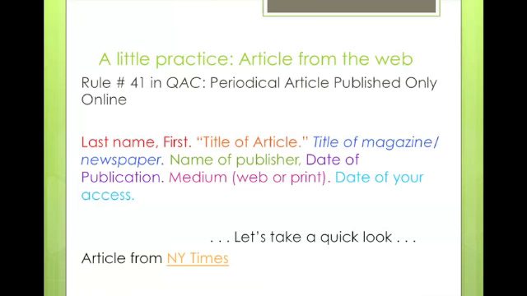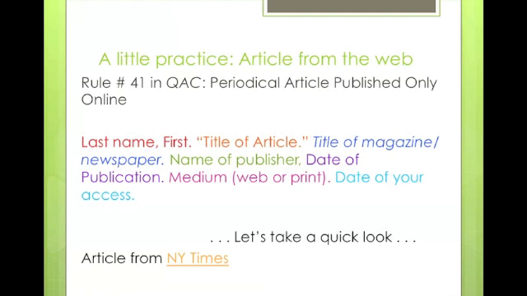Now I want to do a little practice, give you a few examples that are relevant to the types of sources you've probably used in your own academic essay. Now this rule, number 41, comes from Quick Access Compact. And this is a citation, a rule for any kind of article you've used from an online newspaper or magazine.